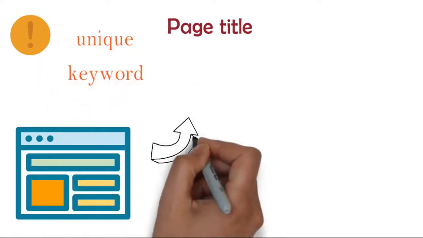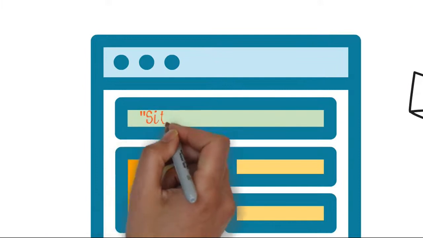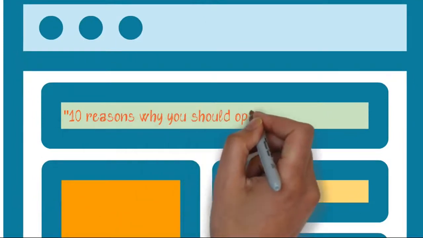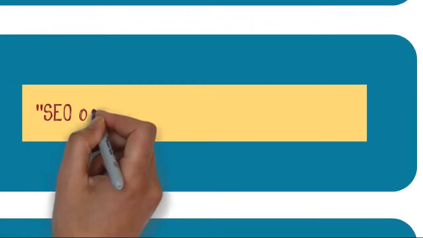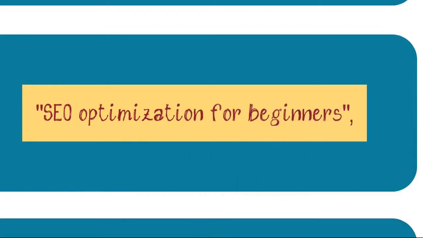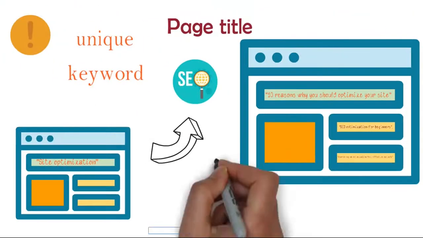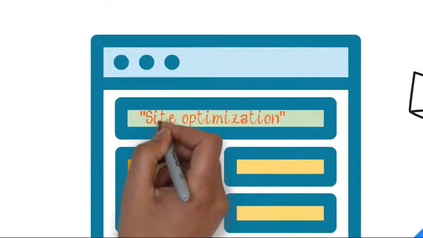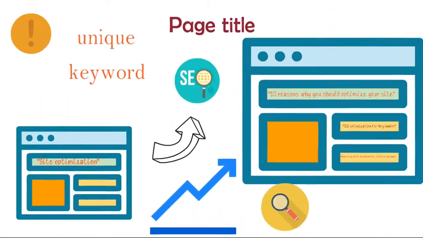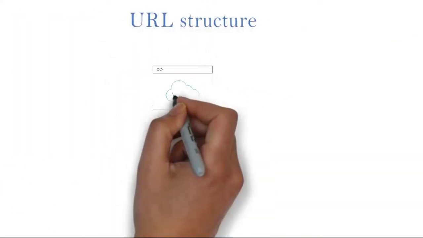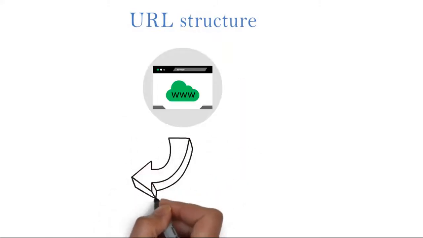The pages and posts on the site have their names, which should be unique and, of course, contain a keyword. If your site deals with SEO services, it is important that you have a page that will contain the keyword site optimization. Therefore, you will surely have pages that will be called, for example, 10 reasons why you should optimize your site, SEO optimization for beginners, search engine optimization, most effective methods, etc. This way, you will potentially be well positioned in searches every time someone searches for site optimization in Google search. Of course, this is not enough, but it is very good to begin with.